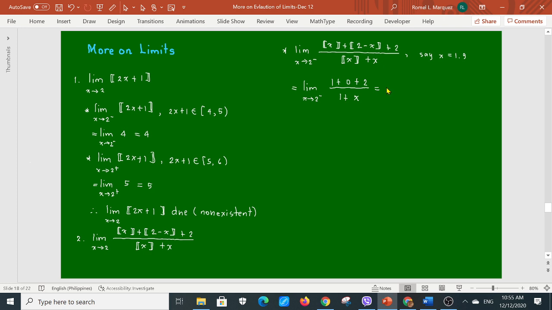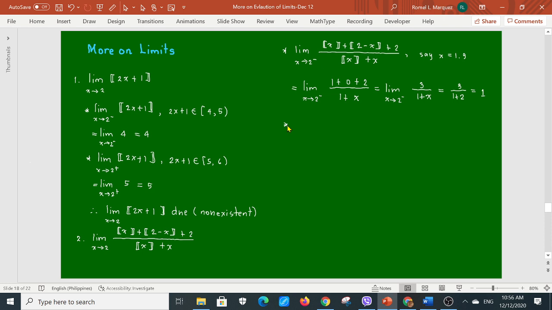This is equal to the limit, let's simplify, as x approaches 2 from the left. The numerator is 3. The denominator is 1 plus x. So this is not indeterminate, right? We can now apply the substitution technique. This gives us 3 over 1 plus 2, and that is equal to 1. Okay, guys? Did you get that? So the limit of this quotient as x approaches 2 from the left is equal to 1.